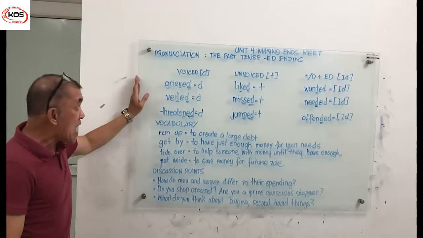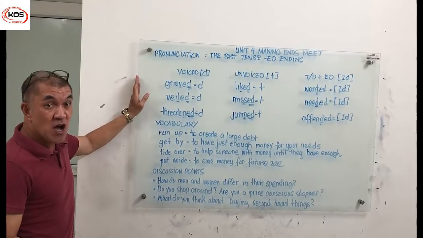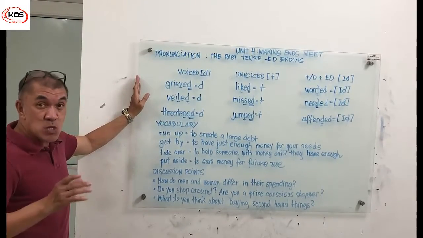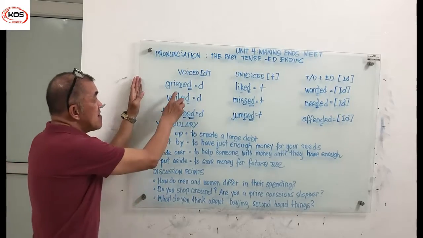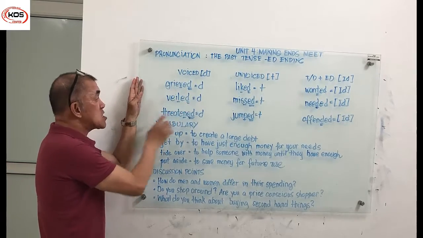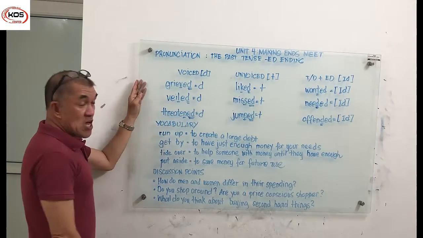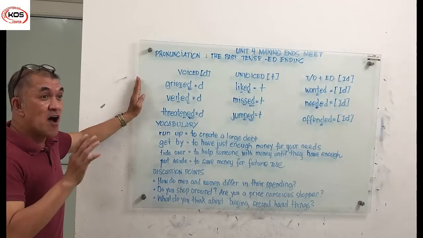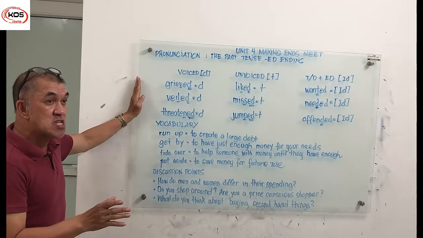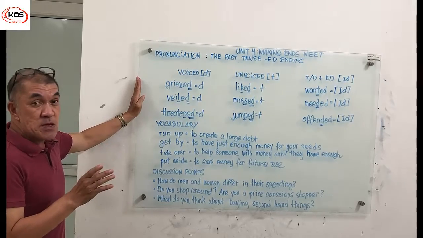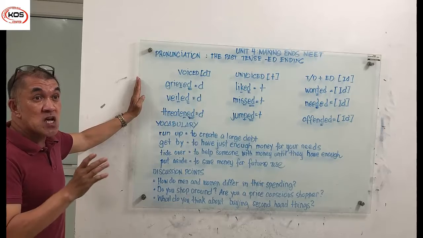Why is that? Because the root word or the verb ends with a voiced consonant. Example, that's a voiced consonant. Oh, that's a voiced consonant. And another voiced consonant. If a verb ends in a voiced consonant, the ed part will be pronounced as D.